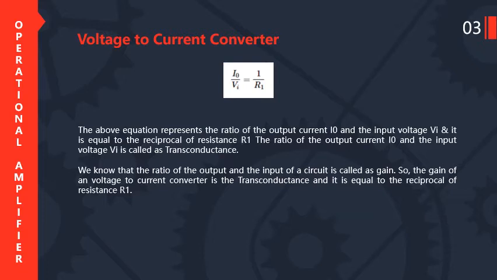The ratio of the output current I0 and the input voltage Vi is called transconductance. तो ट्रांसकंडक्टेंस क्या होता है? द रेशियो ऑफ आउटपुट करंट I0 एंड द इनपुट वोल्टेज Vi. We know that the ratio of output and the input of the circuit is called gain. So the gain of a voltage to current converter is the transconductance, and it is equal to the reciprocal of the resistance R1.